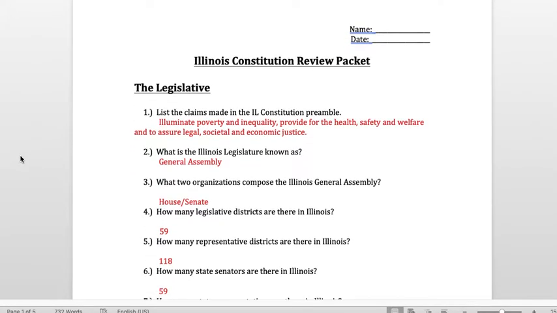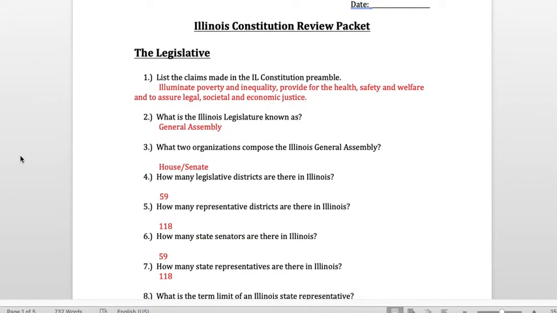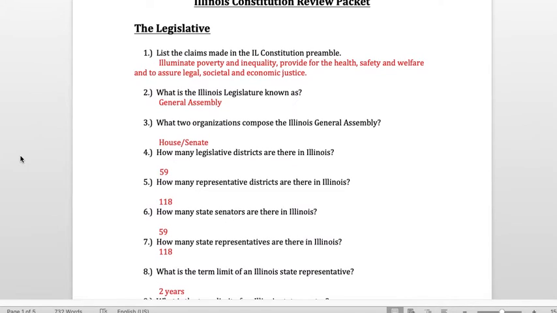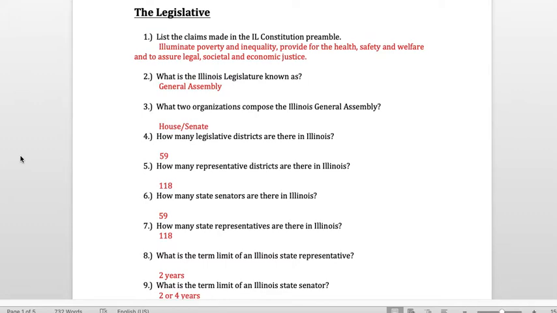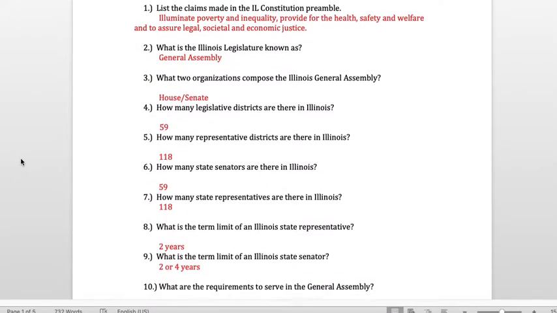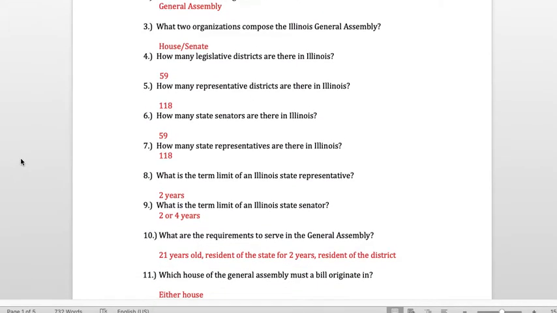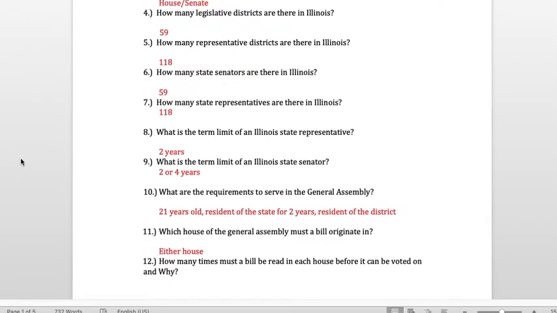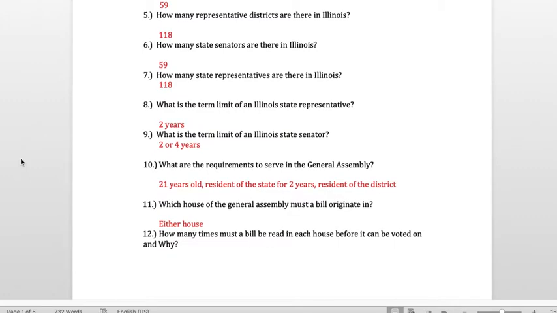First question then for the legislative branch, it's known as the General Assembly, and it's made up of the House and the Senate. And legislative districts are your senators. There's 59 of them. And then your representative districts are your House of Reps, and there's 118 districts and individuals for House of Reps. They have different term lengths. So the House of Reps, the state representatives have 2-year term lengths, where the senators kind of go on a different rotation. They serve either 2 or 4 years, so kind of a tricky question there.